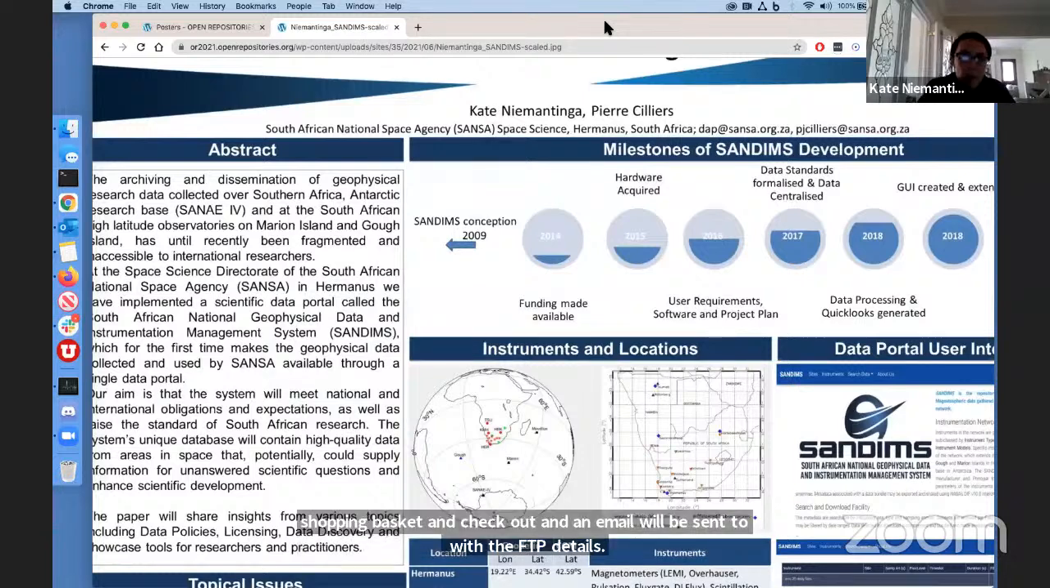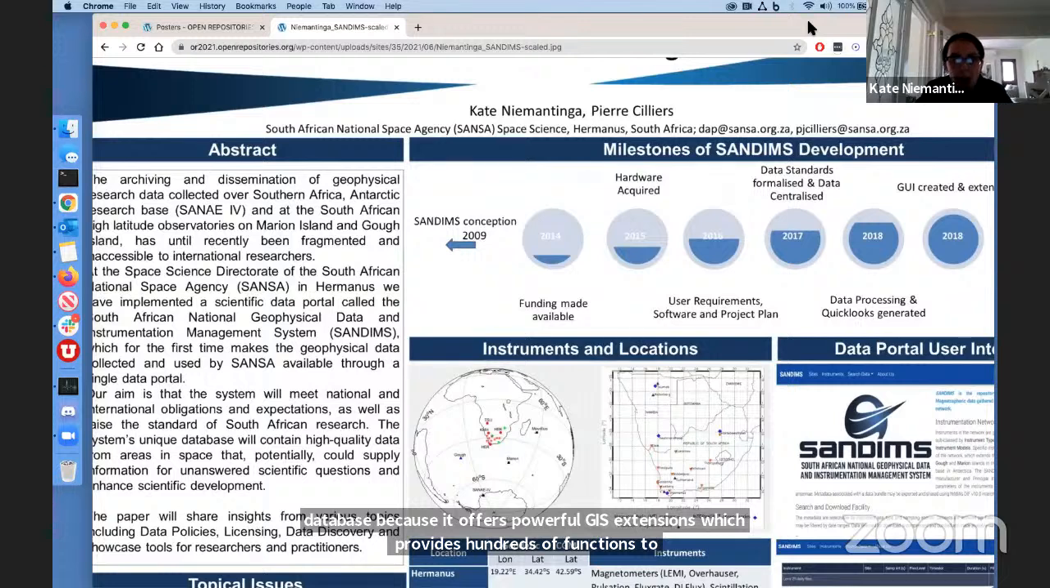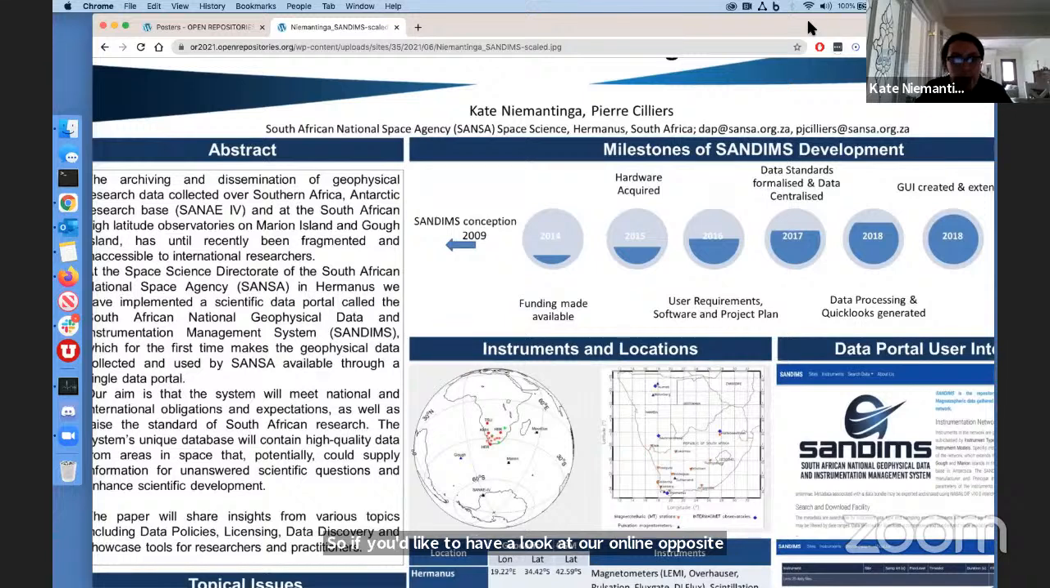We mainly used open source technologies, including the following: a ZFS file system, Python, Web2Py, and PostgreSQL. The PostgreSQL database, because it offers powerful GIS extensions, which provides hundreds of functions to process geomagnetic data in different formats. So if you would like to have a look at our online repository, please send me an email to dap@sansa.org.za, and I can create a login for you. Thank you very much.